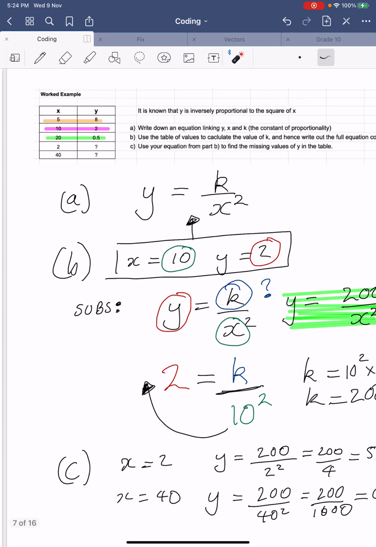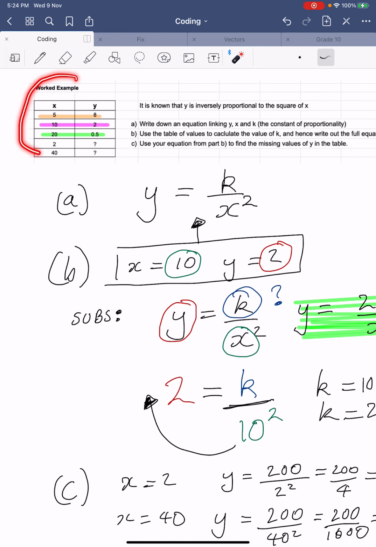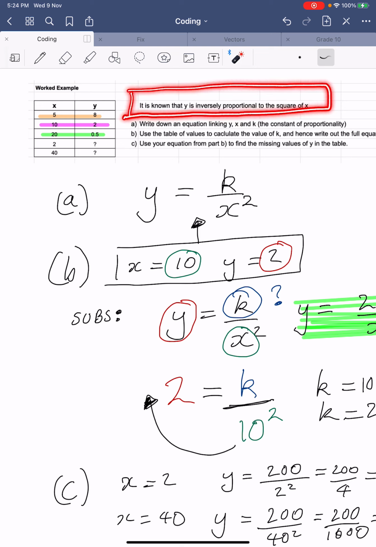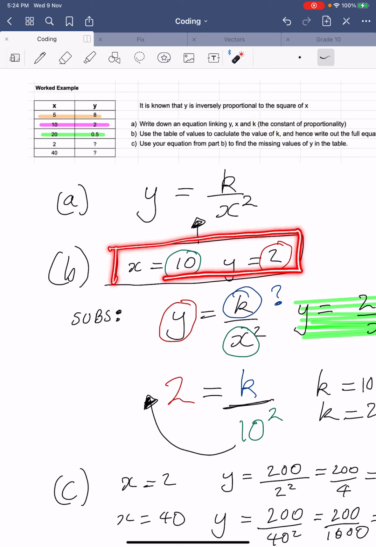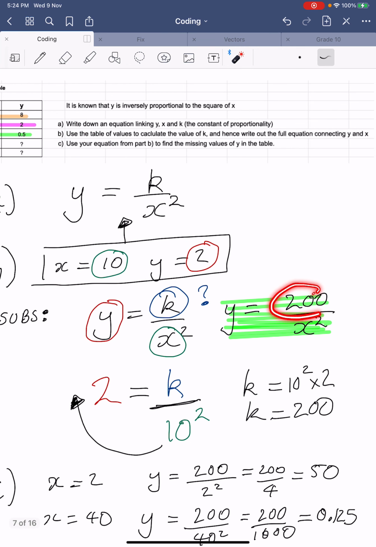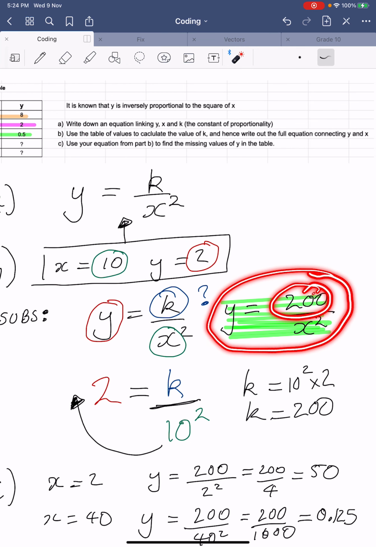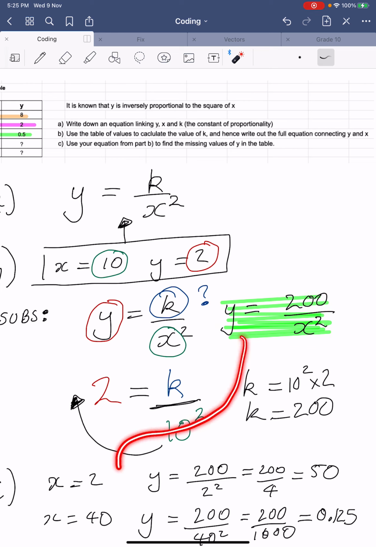So just summarise again. We're given a table of values. We need to find the rule linking x and y, but we don't have to guess what the rule is. We're given this big clue. We translate those words into an equation. We don't know what the k is. Remember, the k is the constant of proportionality. We take an x, y pair of values from the table to find the value of k. And then we use the equation in the final part to find the missing y values.